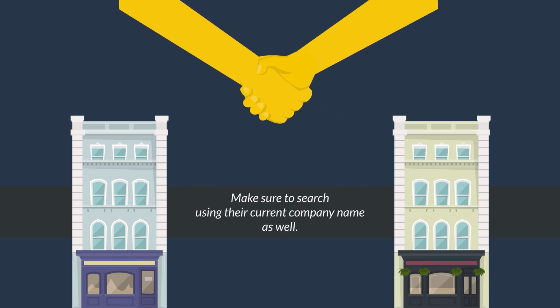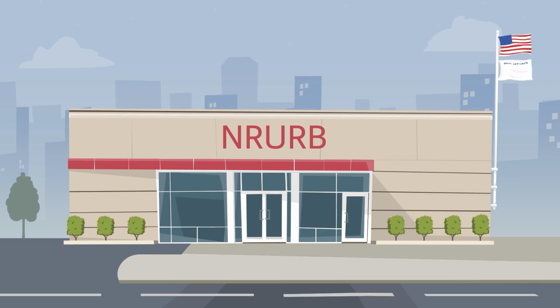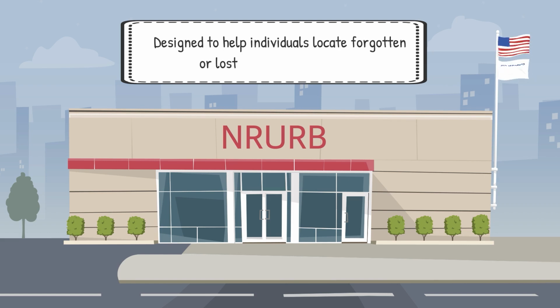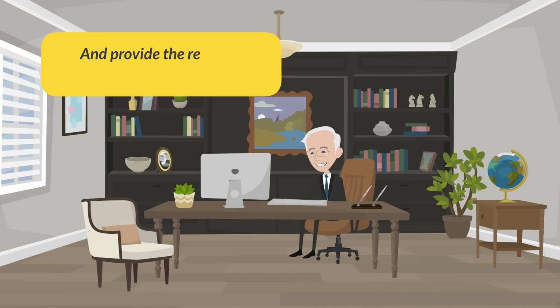The National Registry of Unclaimed Retirement Benefits is a service designed to help individuals locate forgotten or lost retirement accounts. Visit their website and provide the required information to initiate a search. They will try to match your details with unclaimed accounts.